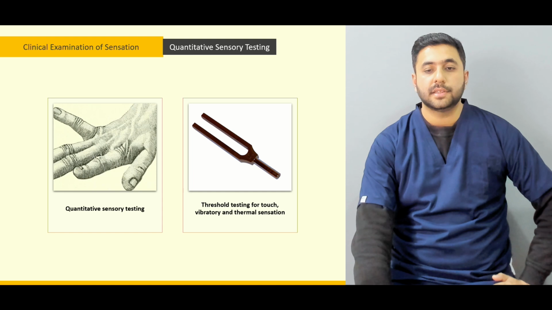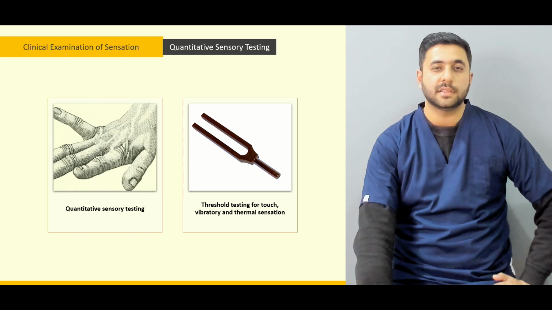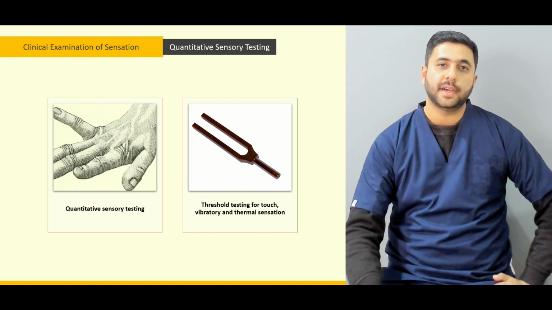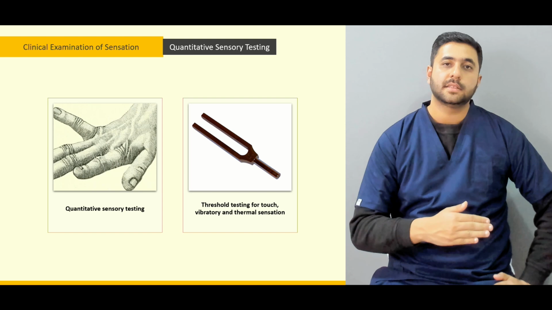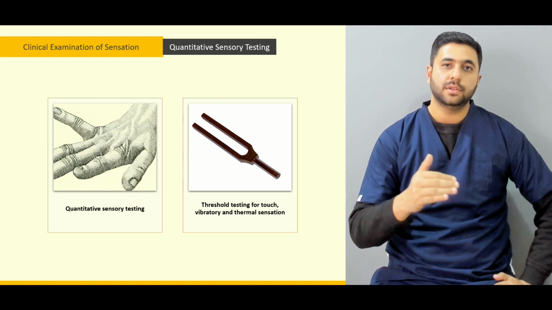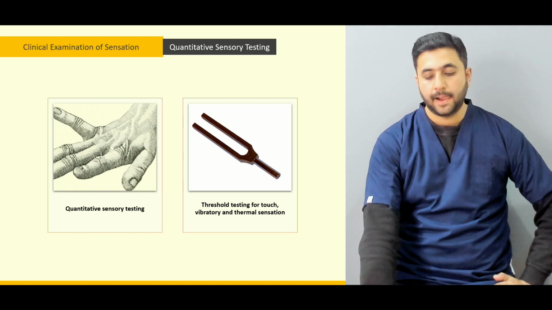Along with that, there is certain threshold testing for touch, vibratory, and thermal sensations, in which after reaching a certain threshold, we can classify the disease as mild, moderate, or severe, and we have the various landmarks, or cutoff values, for that threshold.